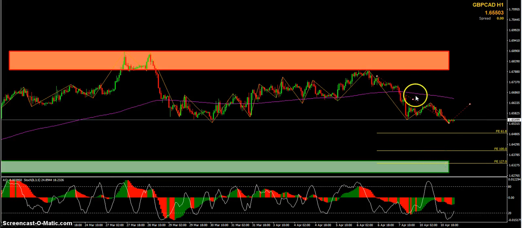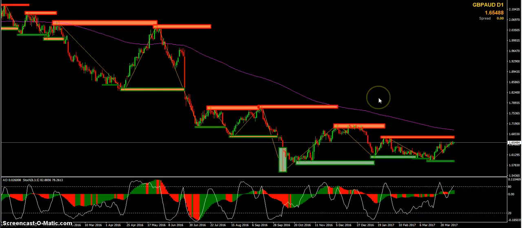So that's looking for pound weakness and Canadian dollar strength based on oil movement. But first we need a pullback before we can get in again. Another trade we're looking at is the pound Aussie.